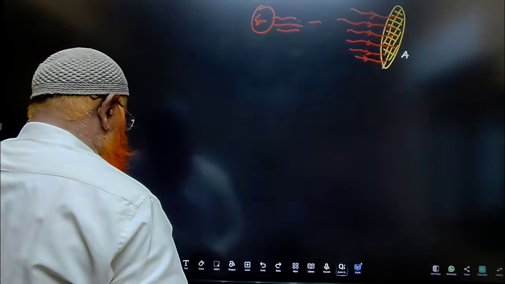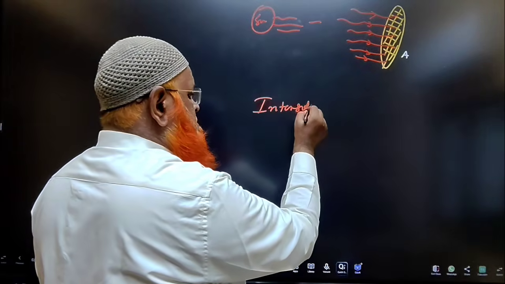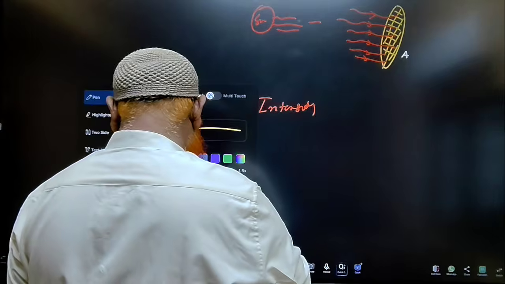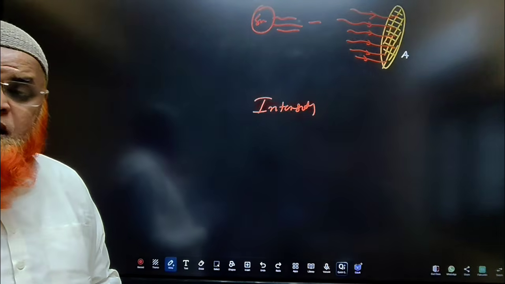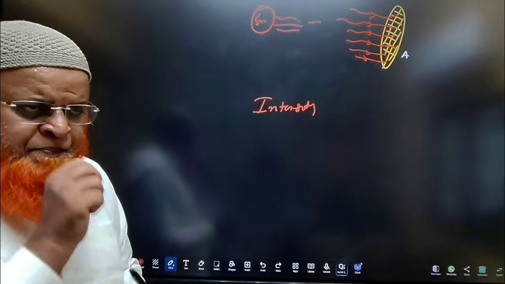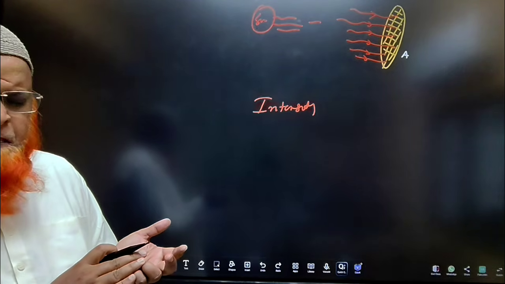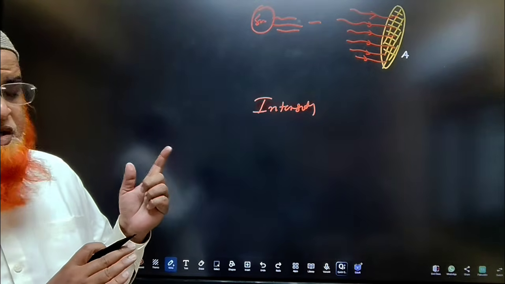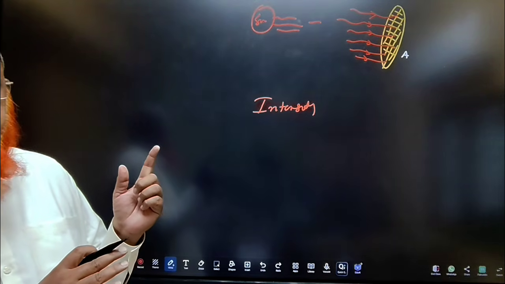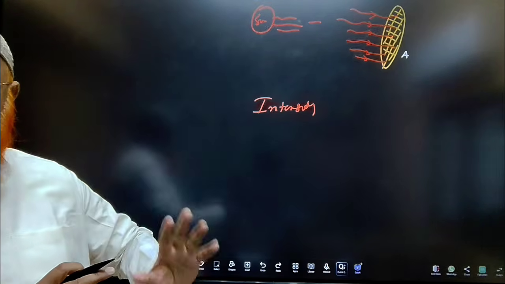See, the first thing is: what is the meaning of intensity? Just remember the meaning of intensity from the basics. I am telling you a very important formula. This formula will come in electromagnetic waves. It comes in wave optics also. This formula will come in dimensional formulas in units and dimensions.